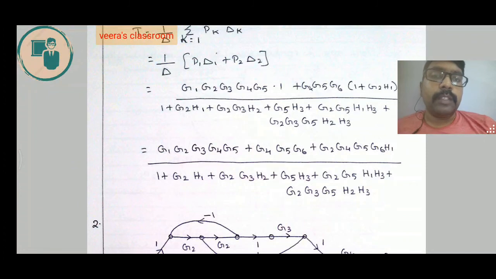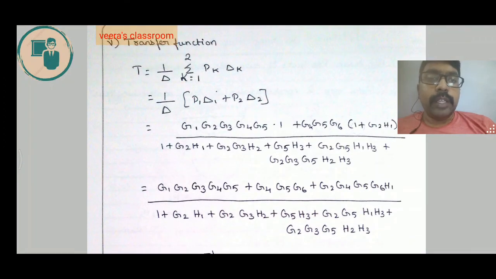The denominator is the value of del, which we found by substituting the individual loop gains and the two non-touching individual loop gains. All those values have been substituted and we have found the value of del, which is to be substituted as the denominator, which is 1 plus g2h1 plus g2g3h2 plus g5h3 plus g2g5h1h3 plus g2g3g5h2h3.